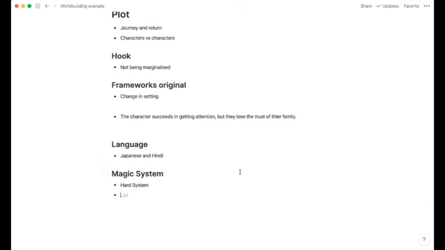So for this magic system, because a lot of the main characters will use it, it will have to be a hard system, because the readers will be able to understand it. It could be a soft system, but it's better if you stick to systems with rules if the readers can understand them. So what are these rules?